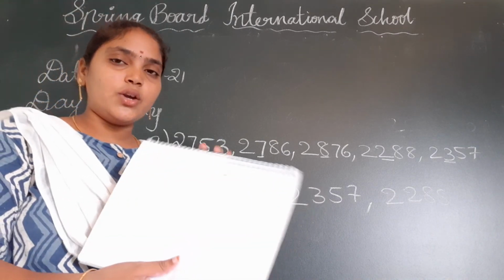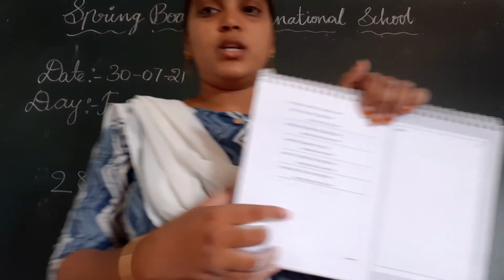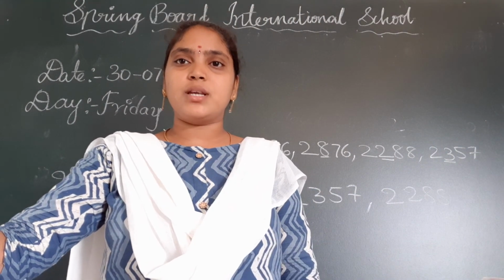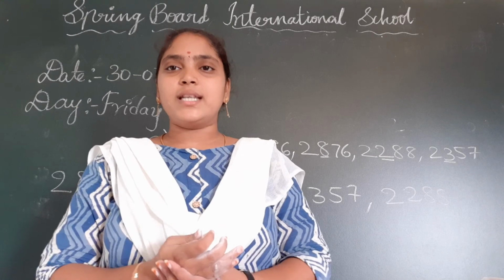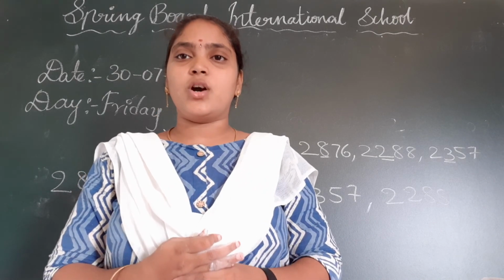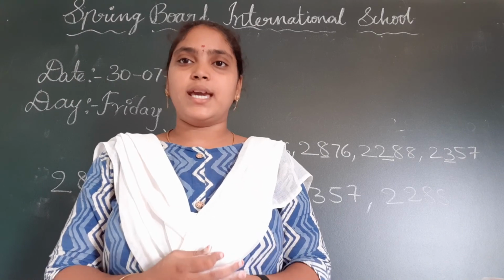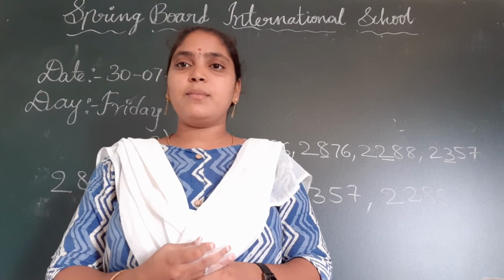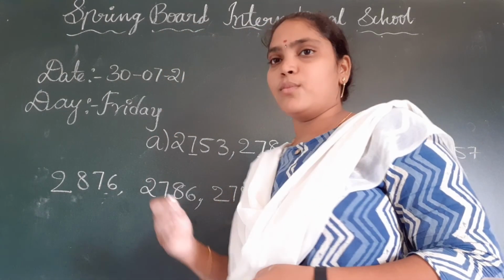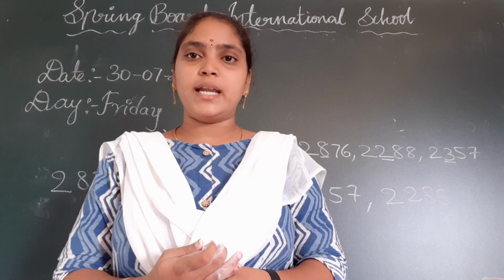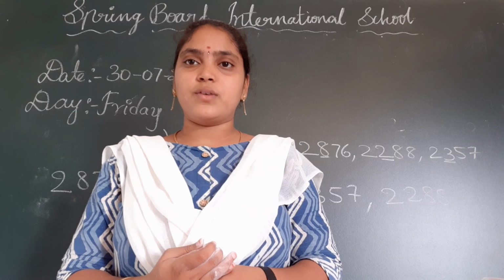So like that you have to complete the remaining 4, children. Okay. So everyone complete companion page number 12 and 13. Once again I am repeating, ascending order means arrange the numbers from smallest to biggest. And descending means biggest to smallest. This is about today's class. So everyone complete companion page number 12 and 13.